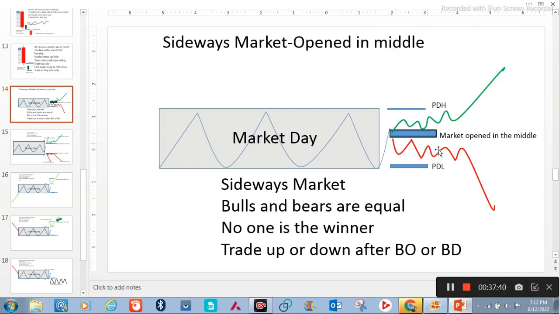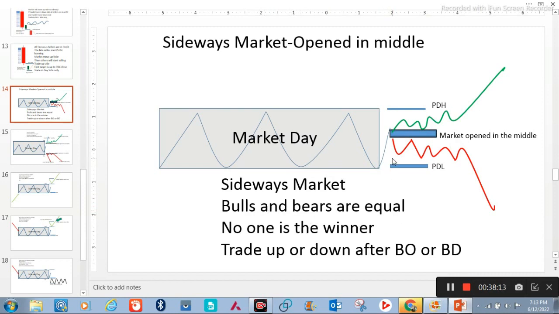Now the next day the market opened in the middle of the previous day. This is the previous day sideways market. Today the market opened in between the previous day's market. Market opened in the middle. How to trade for two days? We will see that. This is a sideways market. No one is in the market. Both are the same.